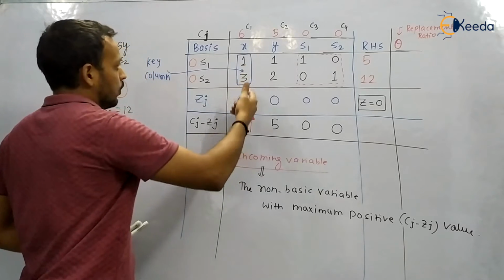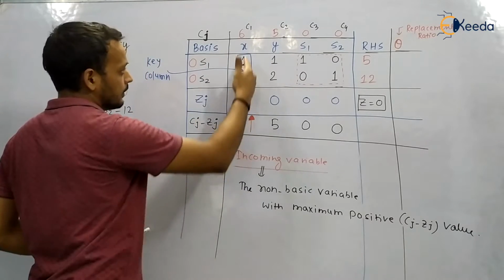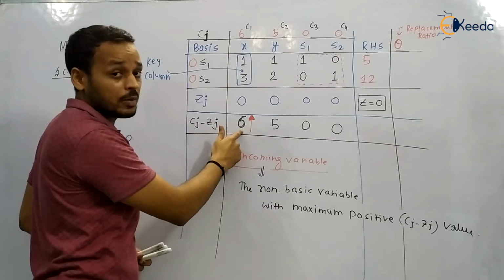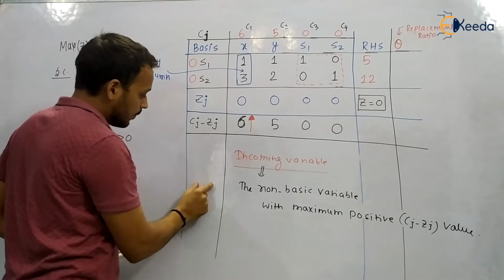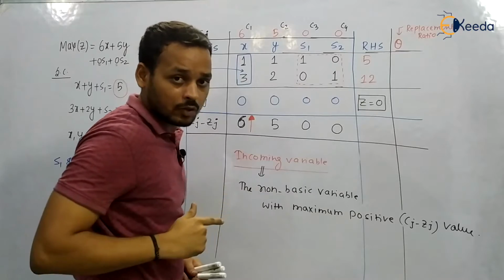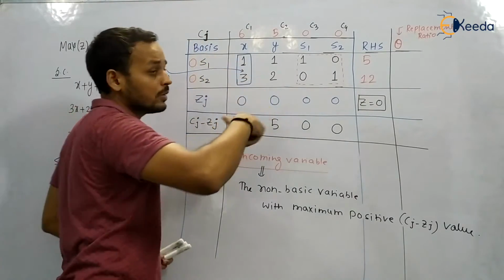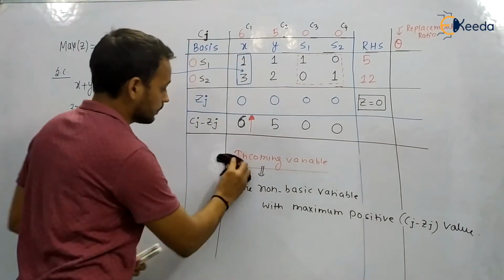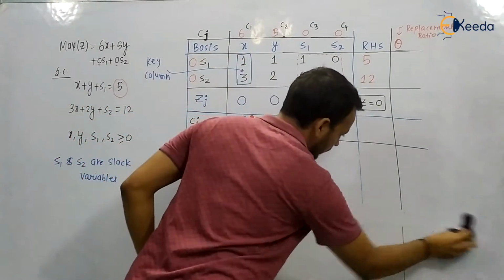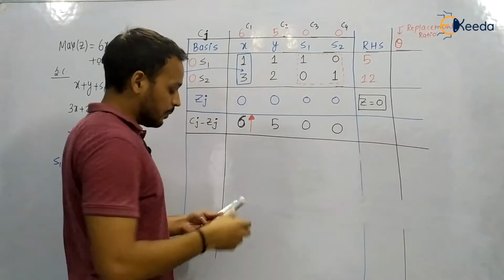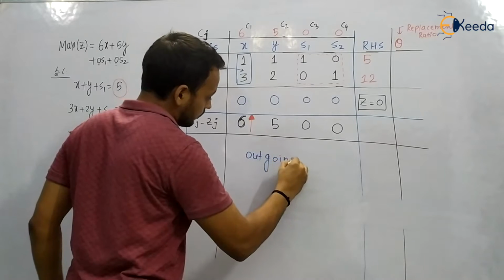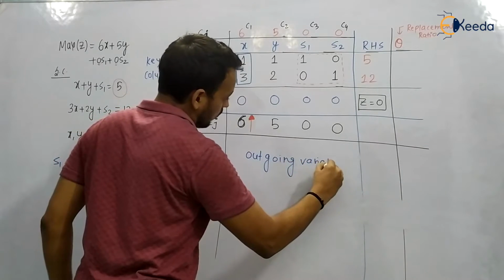Now suppose X is coming: this non-basic variable has the maximum Cj minus Zj value, so it will be the incoming variable. Incoming variable means it will now become part of the basis. So one of S1 and S2 must leave the table. One variable is going to be the outgoing variable, to make the place.